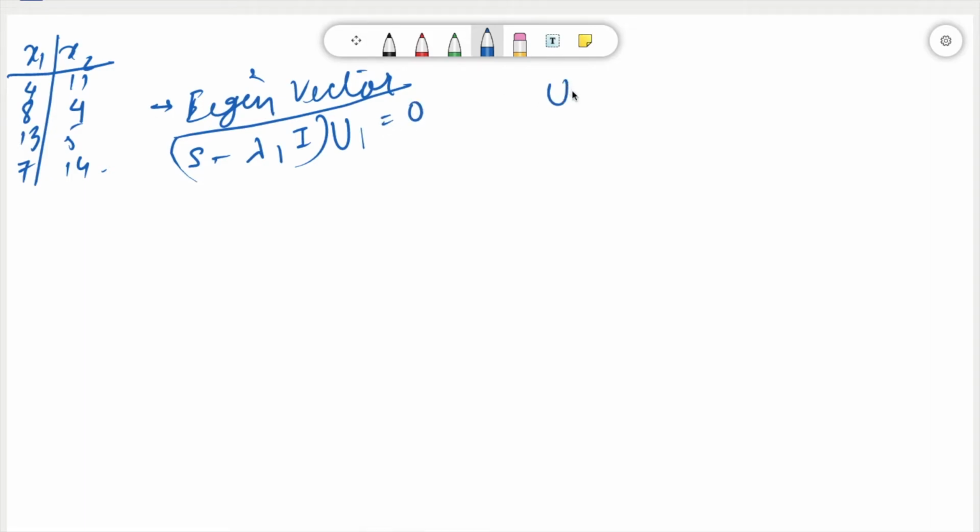Here u1 is a 2 cross 1 matrix with small u1 and u2. Okay, this is a 2 cross 1 matrix. This is the eigenvector that we are going to find, and it has both magnitude as well as direction. That is why it is a vector.